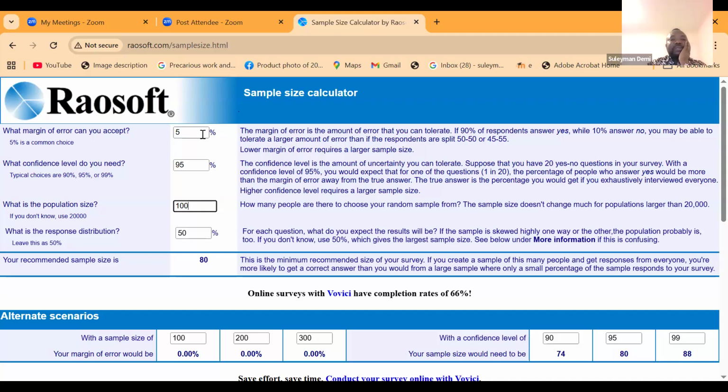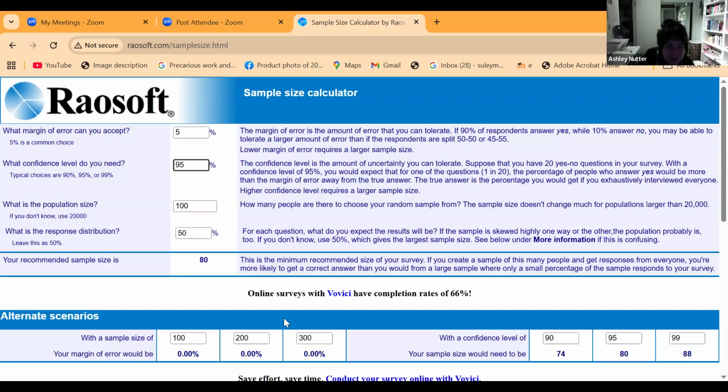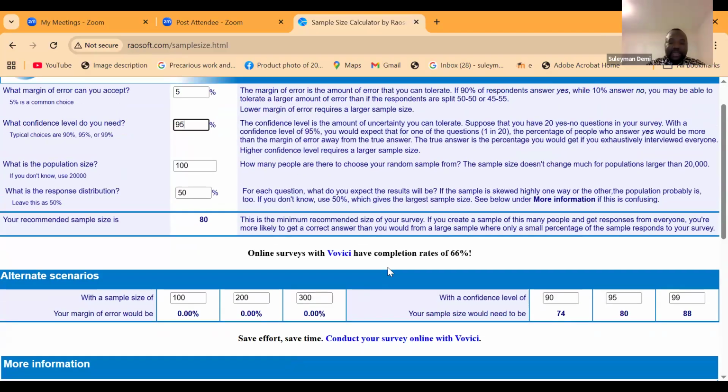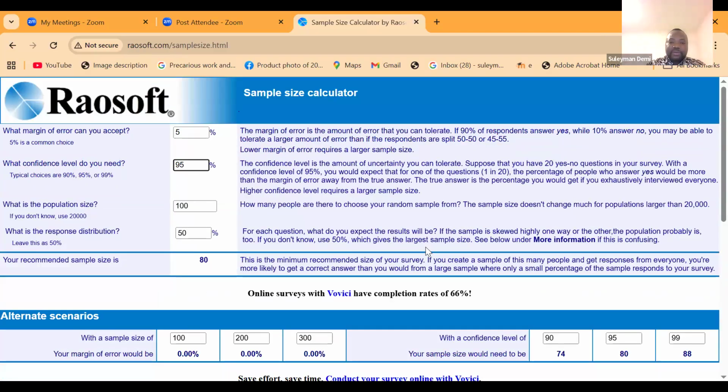So you want us to work with percent? Let's do 5% for 100. Okay, 5% means the confidence level will be 95. So let's see what will be our sample size. What is the sample size? 80, right? It's designed for you. Okay, let's use the 1,000.